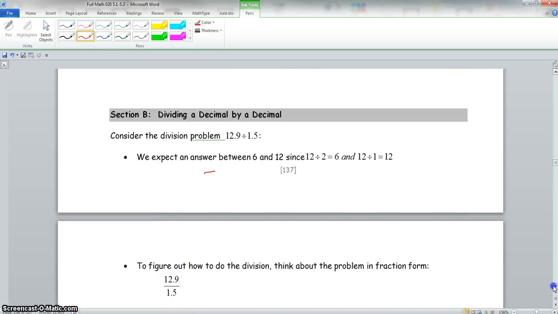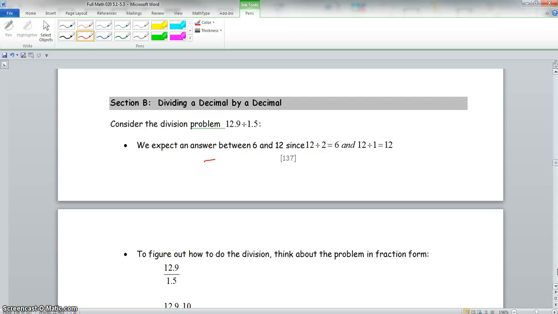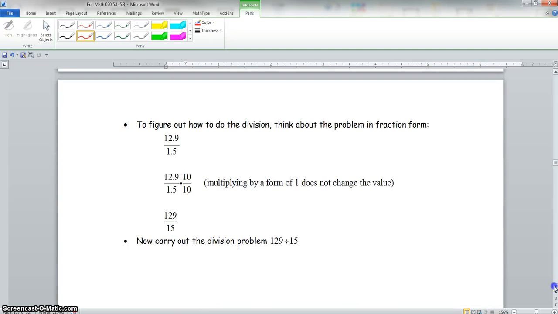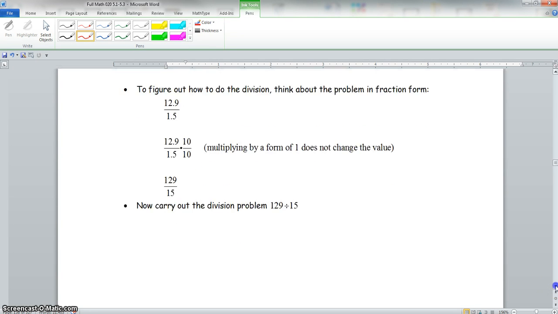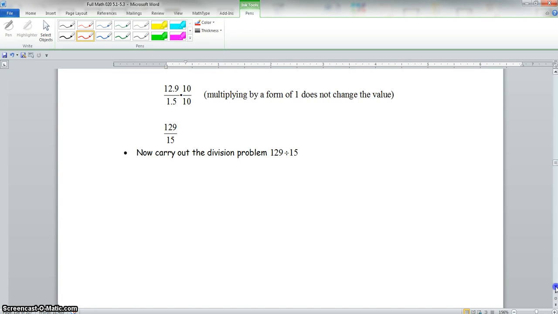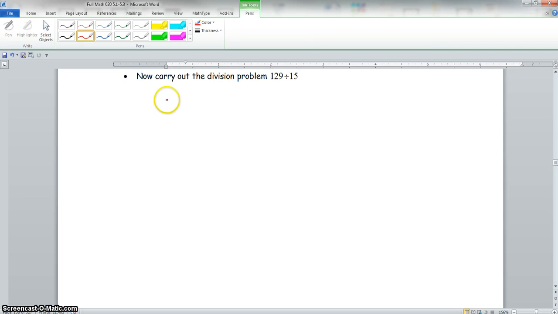Now we scroll down to section B. It says dividing a decimal by a decimal. So it says consider the division problem. 12.9 divided by 1.5. We expect an answer between 6 and 12, since 12 divided by 2 is equal to 6, and 12 divided by 1 is 12. We don't have to do that. That's the rounding that they're talking about, and we don't have to do that. I want to show you all how to do this without doing this fraction that they decided to put in this problem. We could take, again, it was 12.9 divided by 1.5. So we could put the 1.5 out front and the 12.9 under the division bar.